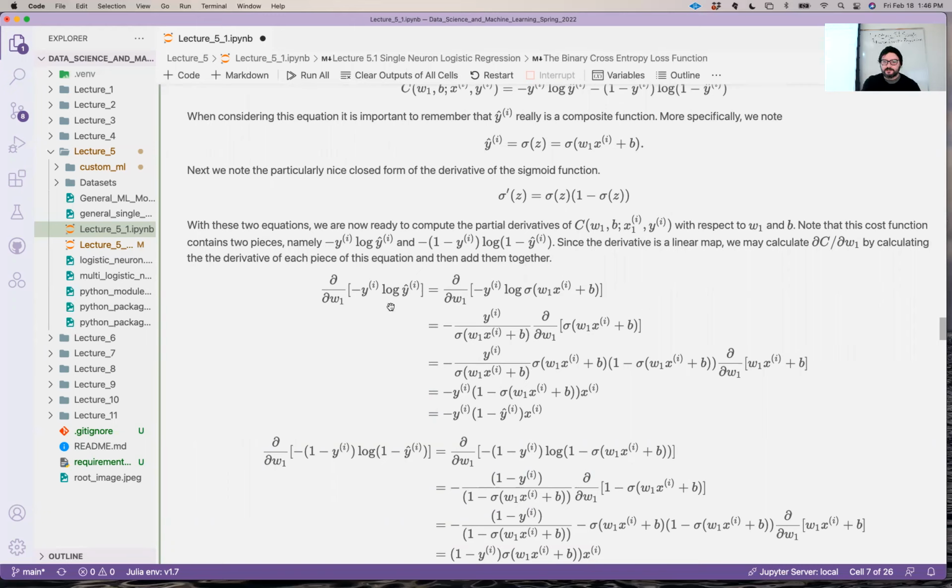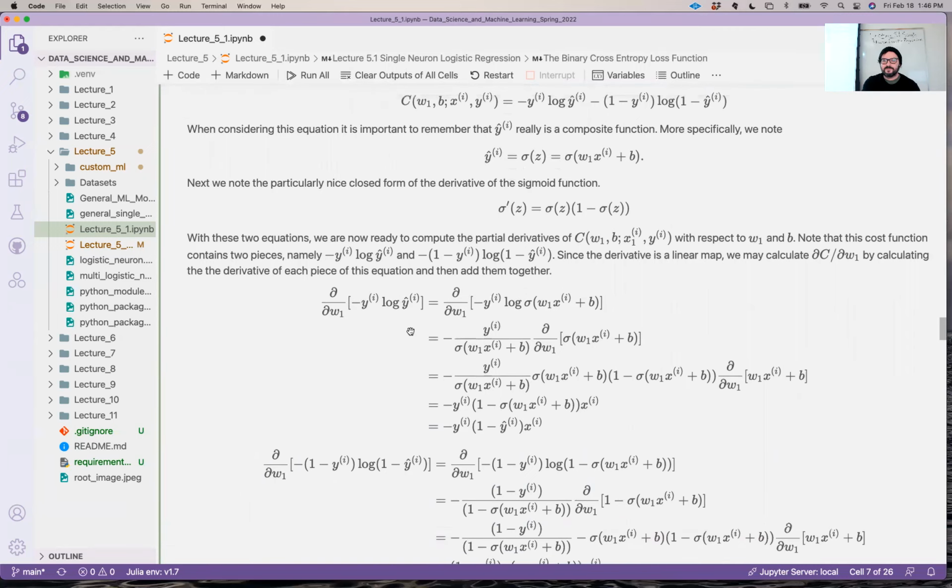So here's the derivative of the first piece with respect to W1, this piece right here. Okay. So I'm going to apply this operator to this first piece, and then I get, well, first, I'm going to note that y hat of i is really sigmoid applied to W1 times xi plus b. That's what y hat is.